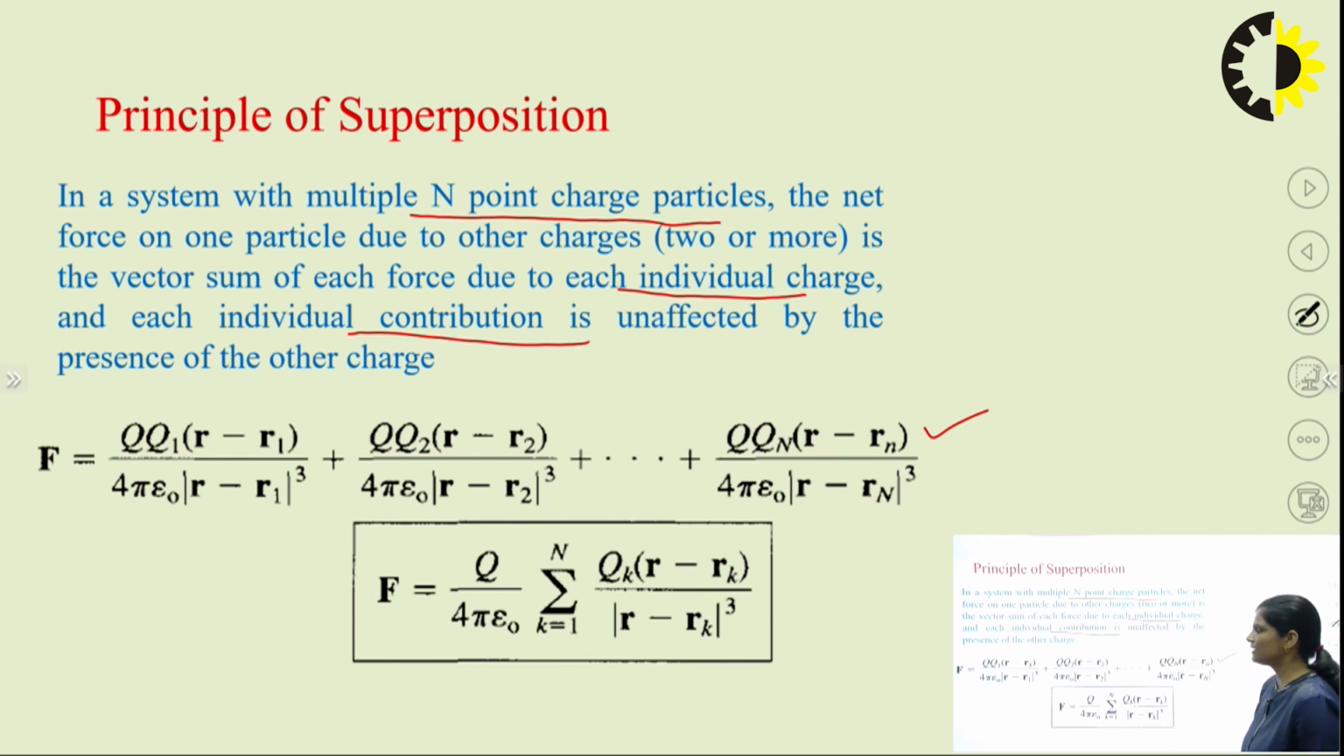Now you can write down the formula if you have more particles. So F is equal to Q upon 4 pi epsilon naught, summation k is equal to 1 to n of Qk (R minus Rk) upon magnitude of (R minus Rk) cubed. So this is the general formula when you have more than one particle, 2 or more particles.